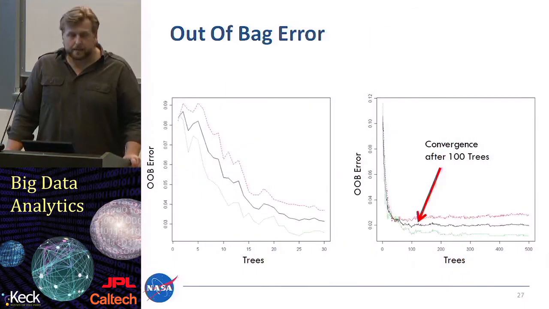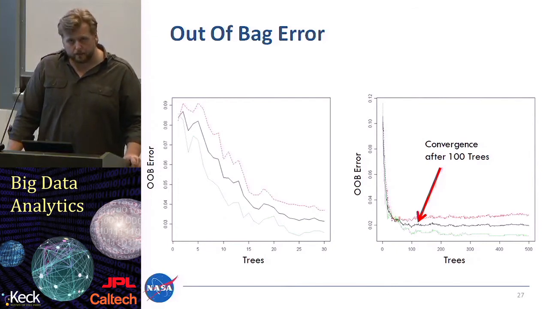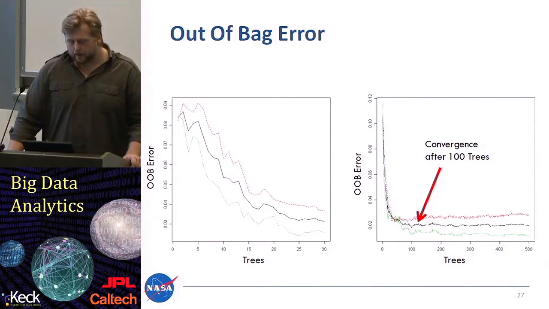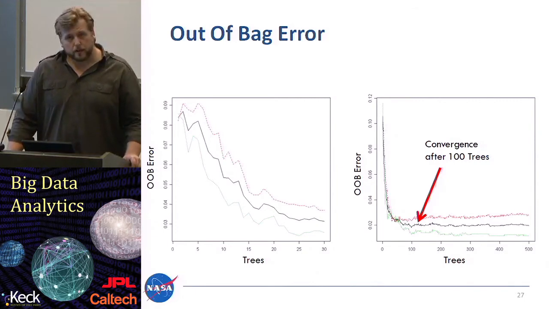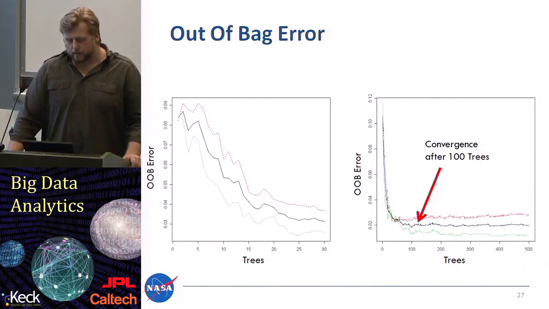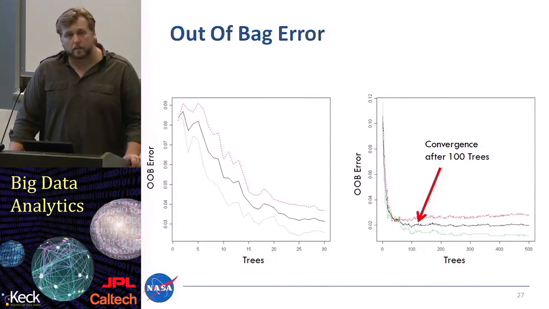So here we see the development, the convergence of the out-of-bag error for an example. Here we have 2 classes again, and we learn 500 trees in total, as you can see on the x-axis on the right plot, and on the y-axis we have the out-of-bag error. If you look at that in detail, you can see if you would only use one tree, your error would be quite high, in that case around 8%.